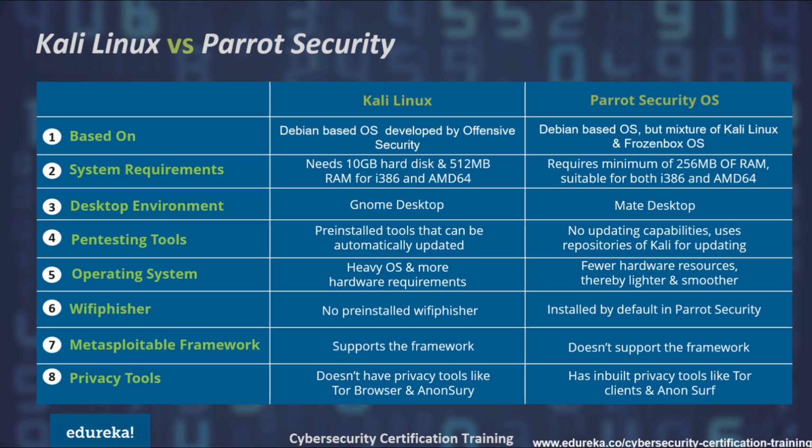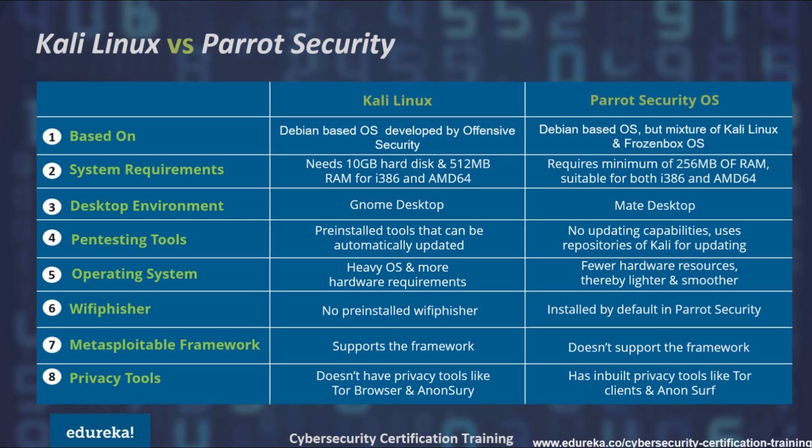Coming to system requirements of Parrot Security, which we discussed earlier. But anyway, Kali Linux requires a minimum of 10 GB hard disk space for installation, a minimum of 512 MB RAM, and as for Parrot OS, it requires a minimum of 256 MB of RAM, and it is suitable for both 32-bit and 64-bit processor architectures. Talking about desktop environment, the default desktop environment for Kali Linux is GNOME Desktop. The desktop environment in Parrot OS is MATE, and the default display manager is LightDM.